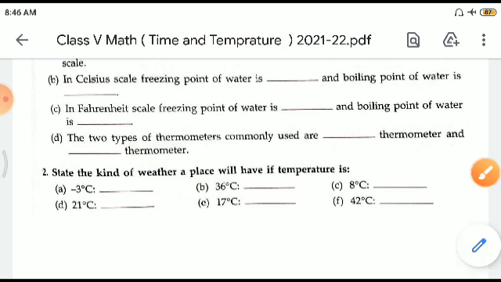Now you have to state the kind of weather which will be there. In the second part, see the first one, -3 degrees Celsius. So -3 degree clearly means it will be very cold. 36 degrees Celsius, very hot. Then 8 degrees Celsius, cold, a cool climate it would be. Not very icy cold, but it will be cold. 21 degree it will be moderate. And like that you have to write here.